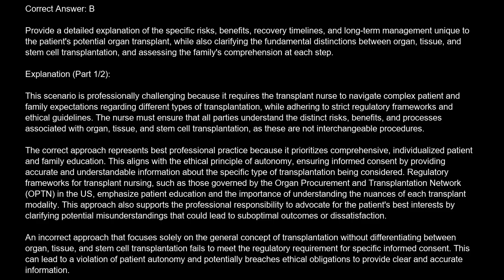This approach also supports the professional responsibility to advocate for the patient's best interests by clarifying potential misunderstandings that could lead to suboptimal outcomes or dissatisfaction.